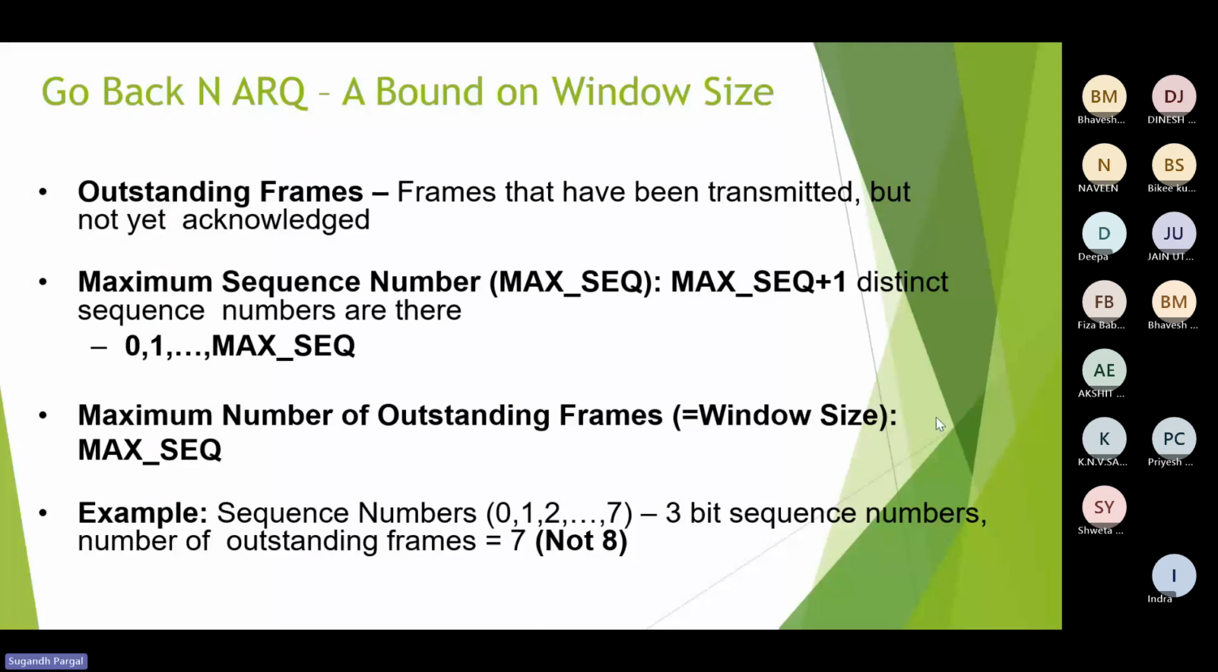For example, with a 3-bit sequence number, 0 to 7, the number of outstanding frames will be 7, not 8. As I mentioned, the outstanding frames are the frames which have been transmitted but not yet acknowledged. And in Go-Back-N ARQ, the maximum number of outstanding frames will be the window size, that is the maximum sequence number which we have.